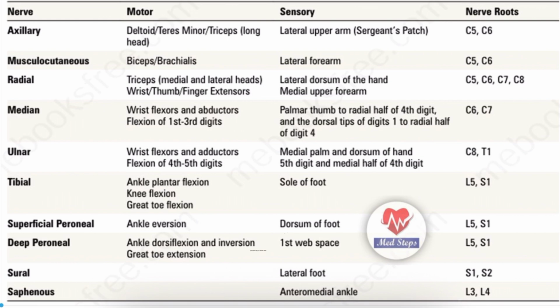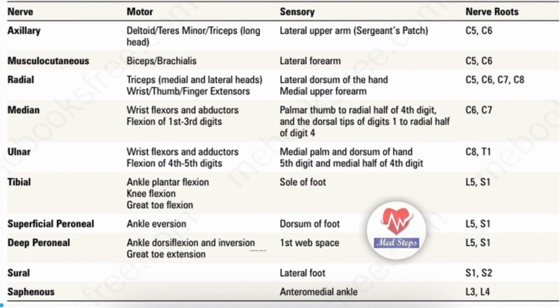Okay, next the radial nerve. In radial nerve injury, the wrist will drop. So what are the injuries? Compression of the axilla, like if any person is using crutches, or Saturday night palsy, that means if any person is drinking alcohol and lying on his biceps, that time radial nerve compression will happen. So that person can develop radial nerve palsy. Next, the median nerve. If a median nerve injury happens, we can see ape thumb or carpal tunnel syndrome. In the ulnar nerve we can see claw hand.